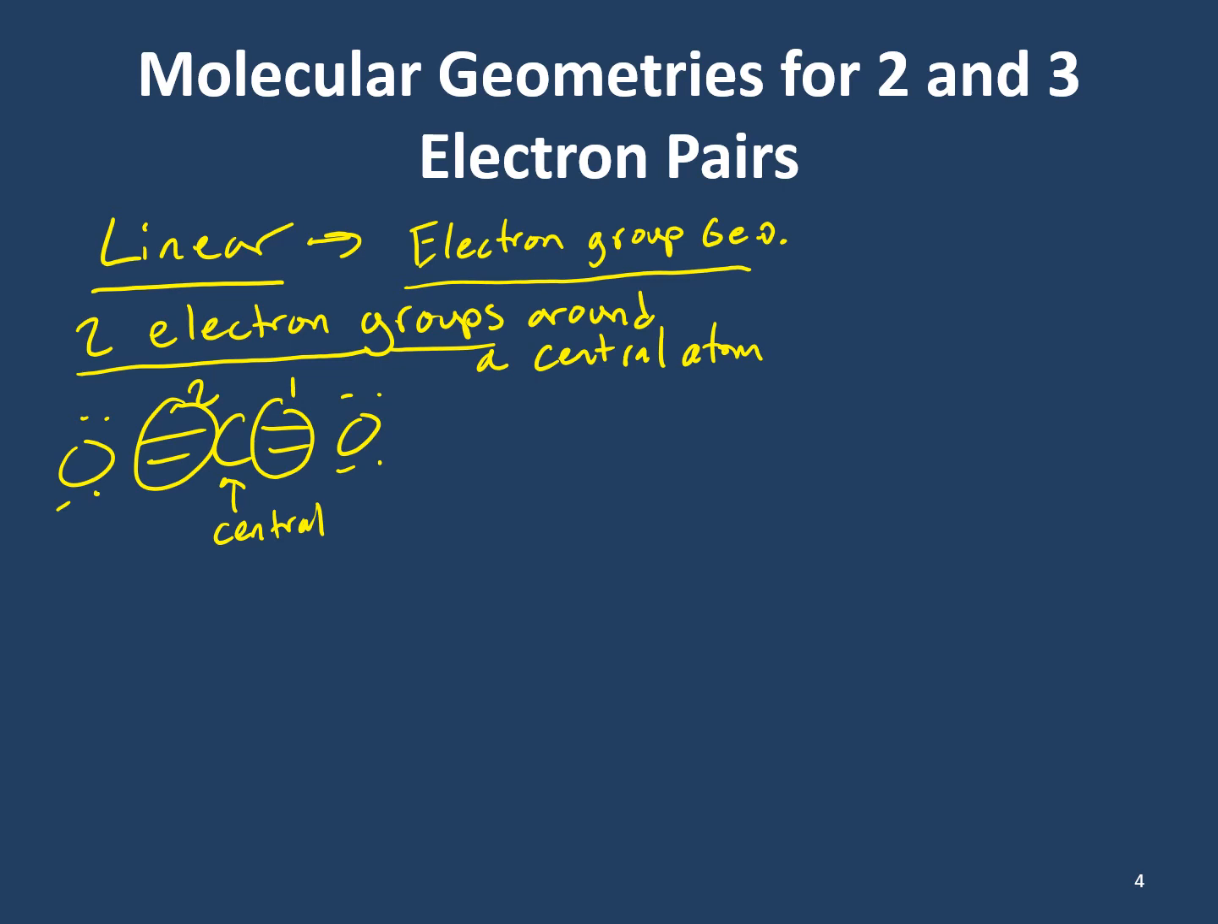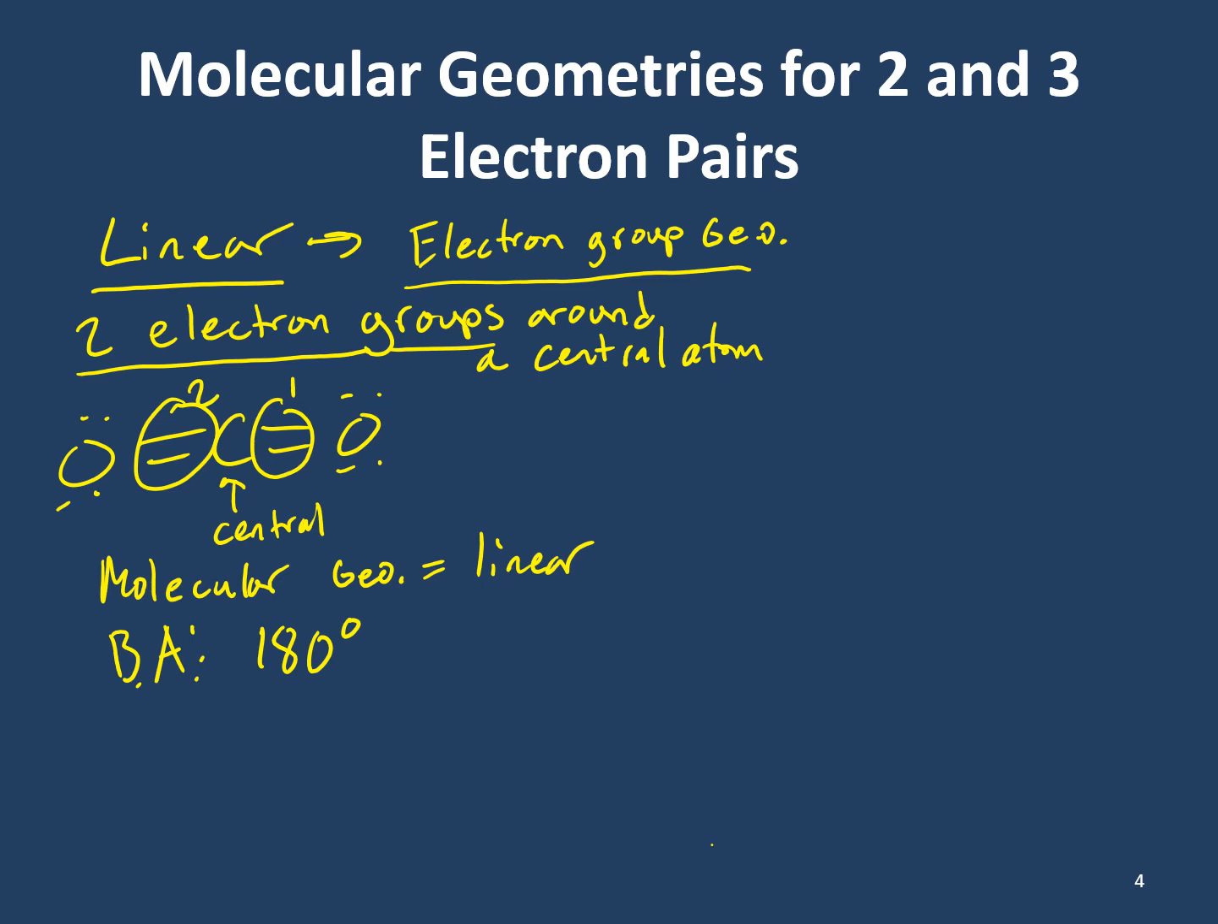Now, with linear molecules, there's only ever one molecular geometry, and that's linear. That's all you got. There's only one. The bond angle, you should know that as well. Bond angle, BA, is for a linear molecule always going to be equal to 180 degrees. All right. So this is an example of a linear molecule.